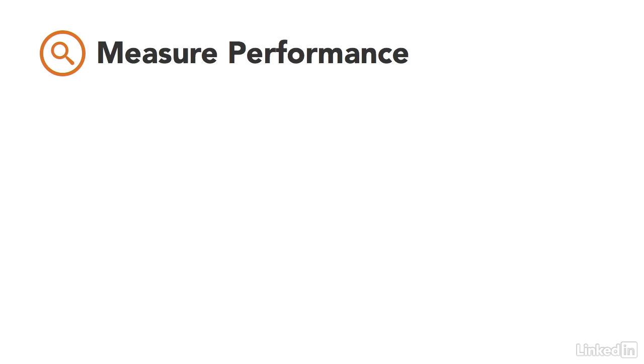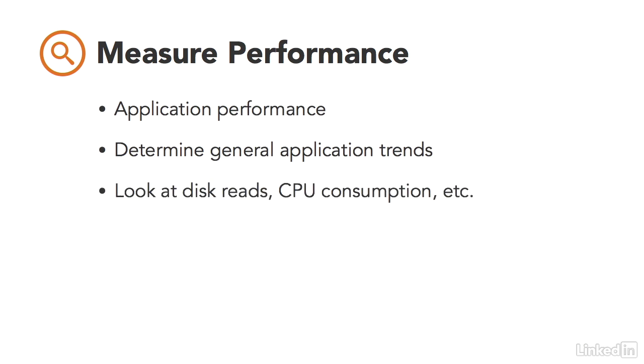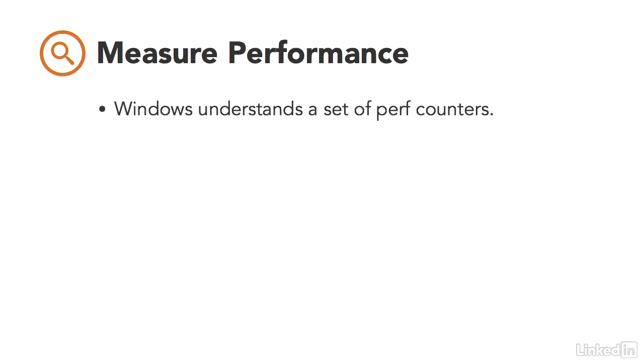The other type of performance instrumentation is application performance. This is used to get general application trends. For example, you might need to know about disk reads or how much CPU the app is consuming. An example of this is available in Windows applications. Windows understands a set of performance counters. There are dozens of these built-in counters, ones for checking memory use, ones for counting the active threads in your applications, and many more.